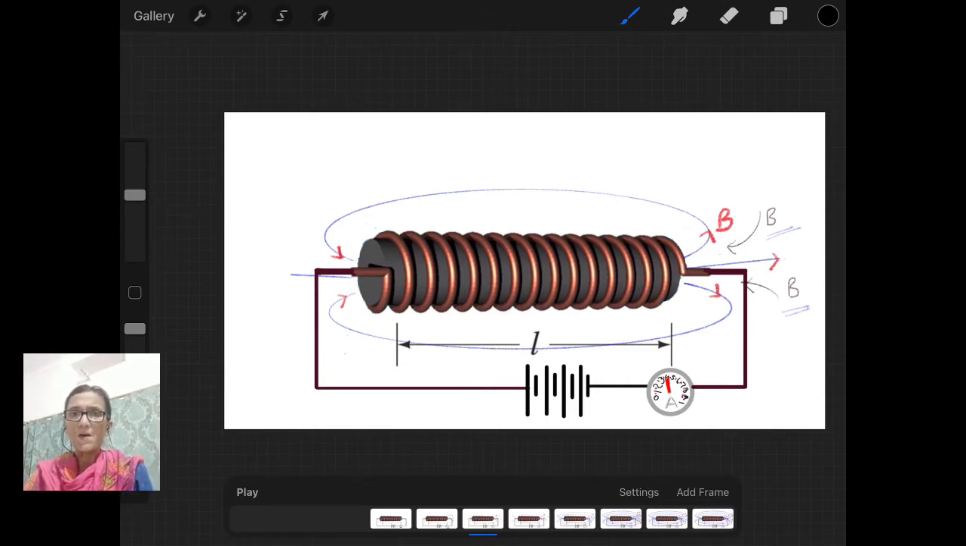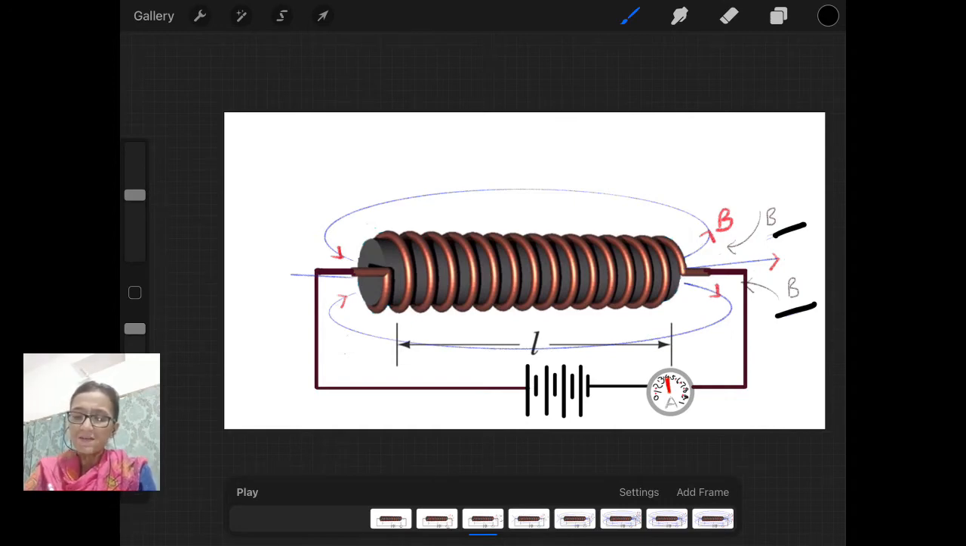So an EMF will be generated that will oppose this change in magnetic flux, this increase in magnetic flux. So the EMF will be induced in such a direction that it will diminish the increasing magnetic flux. Here this B is the magnetic field due to the induced EMF, due to back EMF, as it is opposing the increasing magnetic flux. So this is called back EMF. This will be in a direction just opposite to the increasing magnetic field or flux.